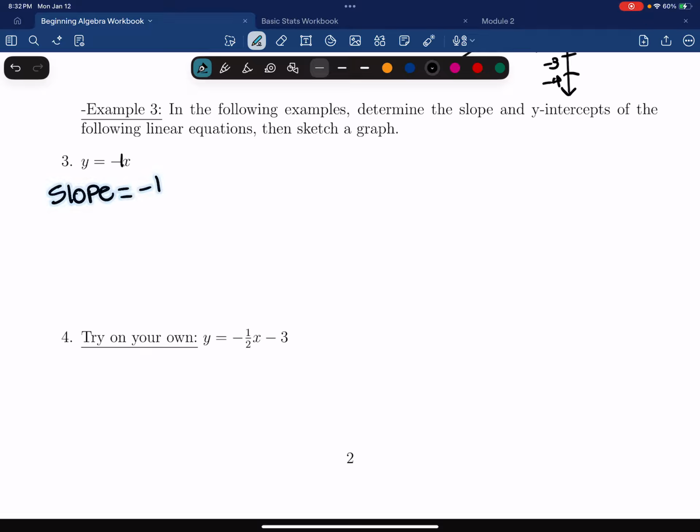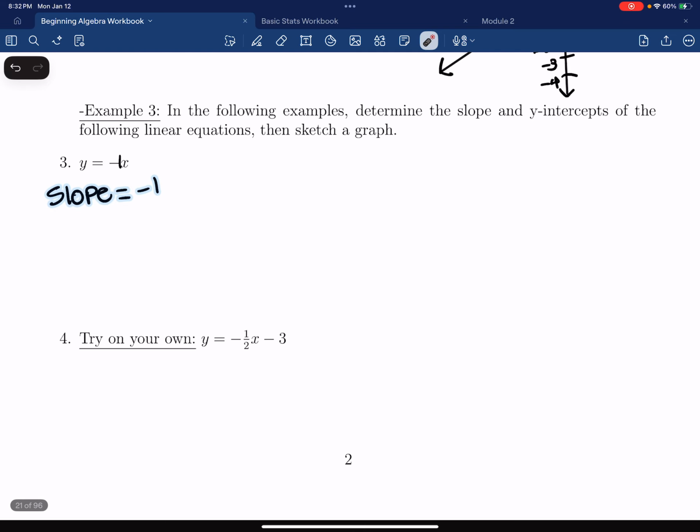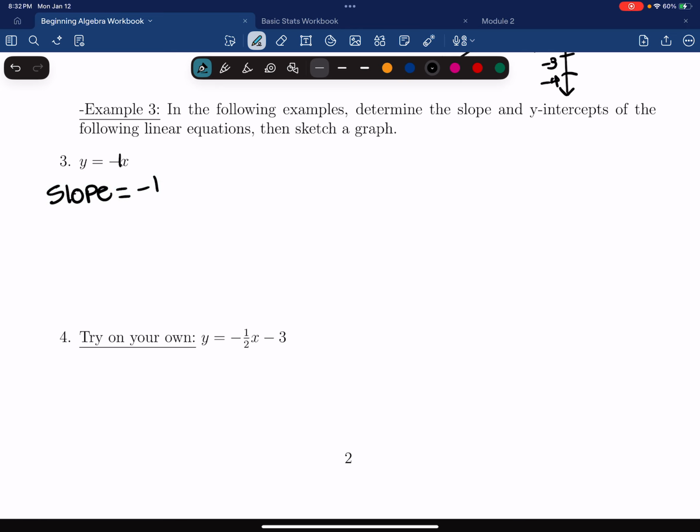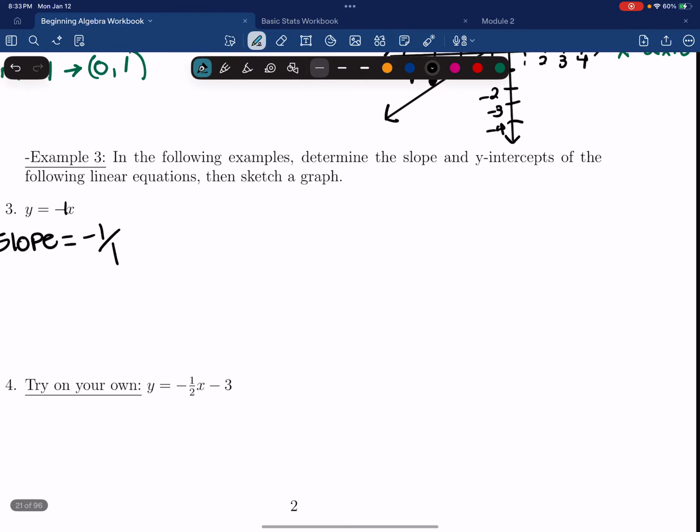Now you might be asking, isn't slope a fraction? Isn't it rise over run? You are correct. In this case, when you have a slope that's an integer, a whole number, you can just put it over 1. If you have a slope that's an integer, that means your x direction is over 1. So you're going to go down by negative 1, and you're going to go right by positive 1. That's what our slope is.